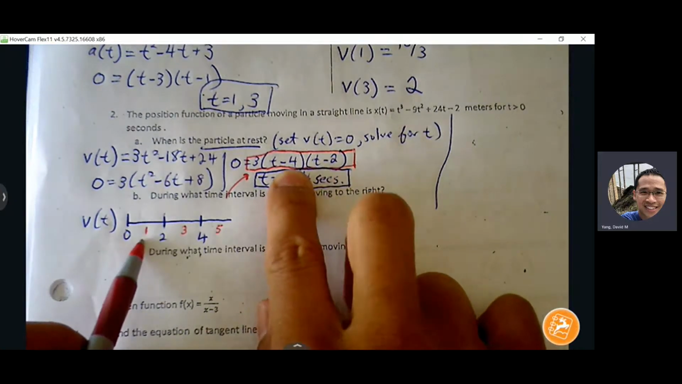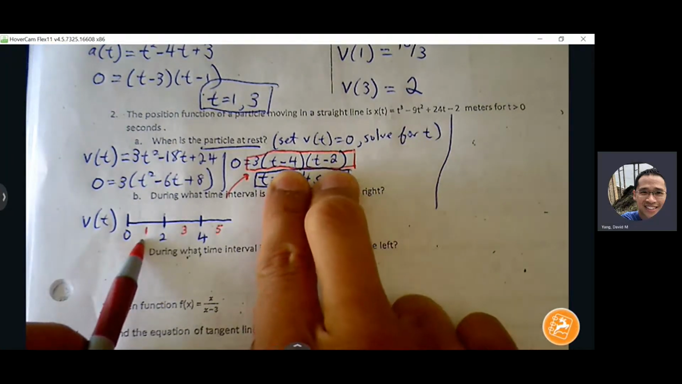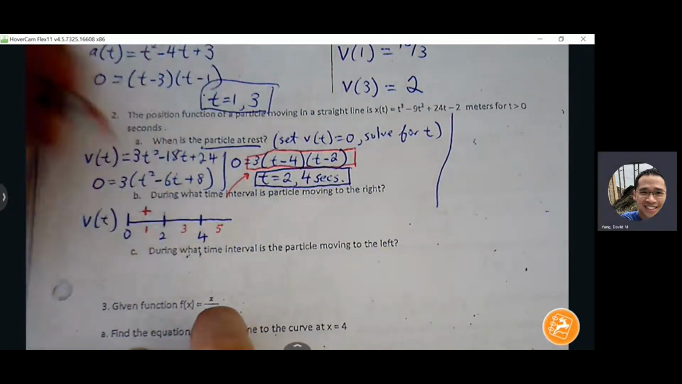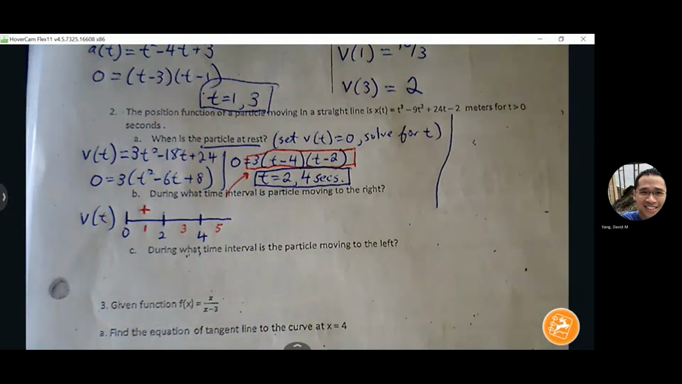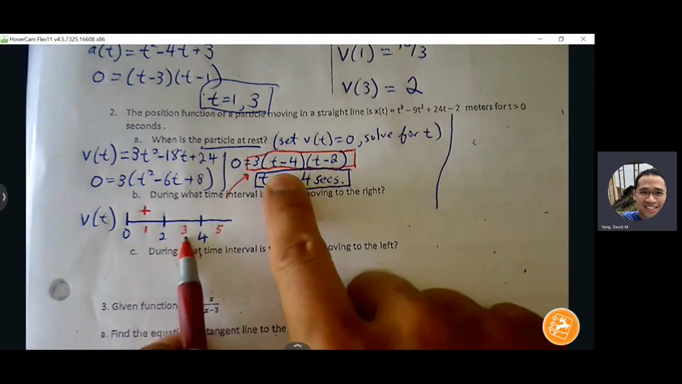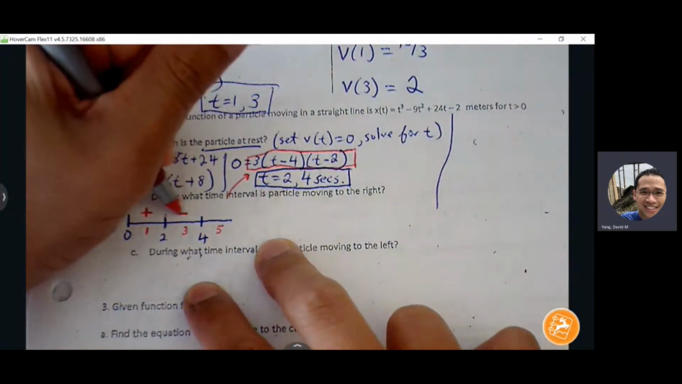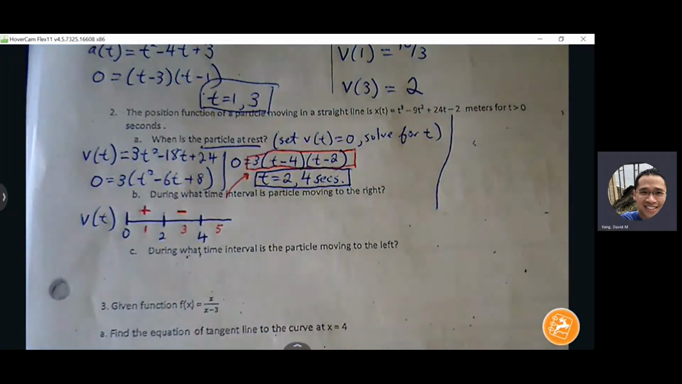So 1 minus 4 is negative. 1 minus 2 is also negative. 2 negatives gives me a positive. I know this particle is moving to the right. Okay, insert 3. 3 minus 4 is negative. 3 minus 2 is positive. Negative and positive is negative. Moves to the left. Change in direction there.